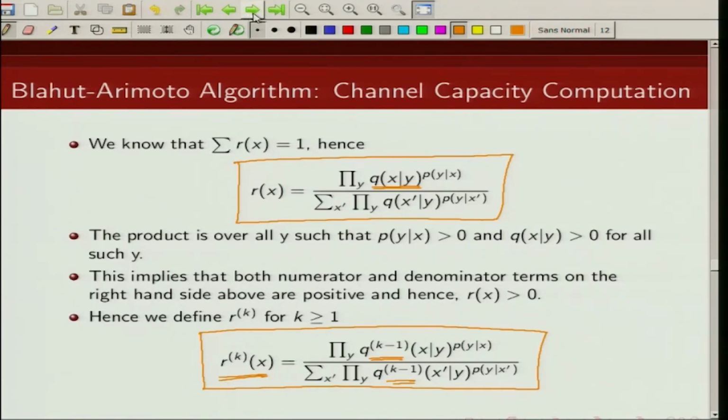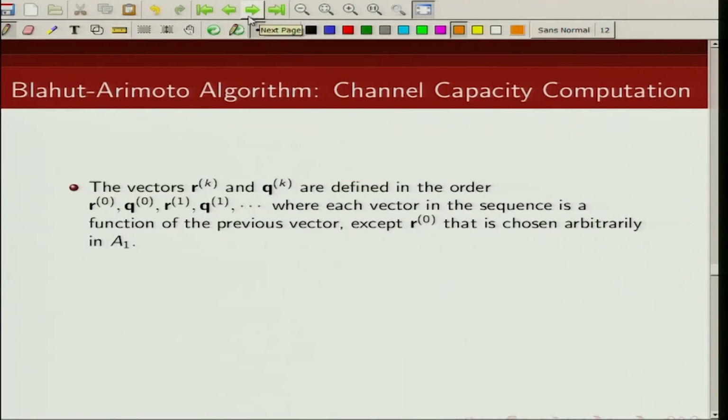So you can see this is an iterative way: these vectors Rk and Qk are defined in order. We first start with an arbitrary R of 0 which belongs to this convex set A1, and then we use R0 to compute Q0, then we use Q0 to compute R1, and so on. So you can see that each vector in the sequence is a function of the previous vector, except R of 0, the initial value.